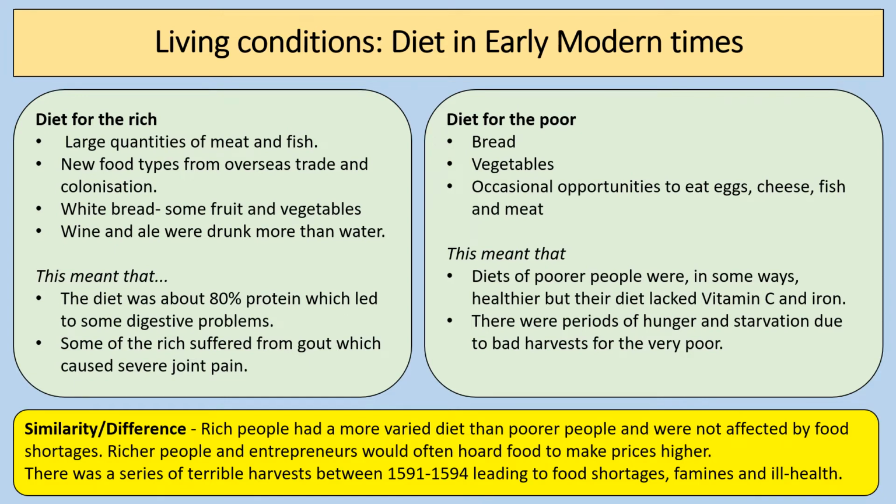So diets of poorer people are in some ways healthier because they're eating lots of vegetables, but their diet lacked vitamin C and iron because they weren't eating enough meat. There were periods of hunger and starvation due to the poor harvests. So there's a lot of similarity and difference for you to pick out there.